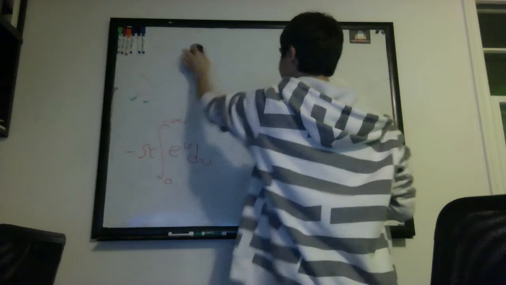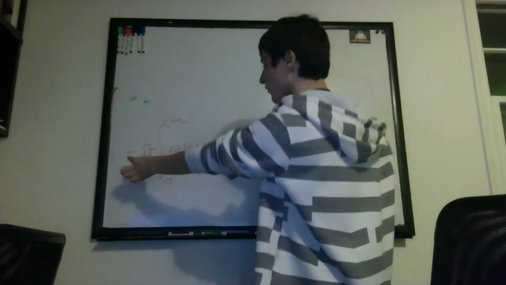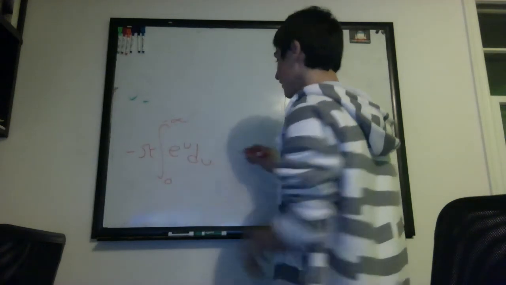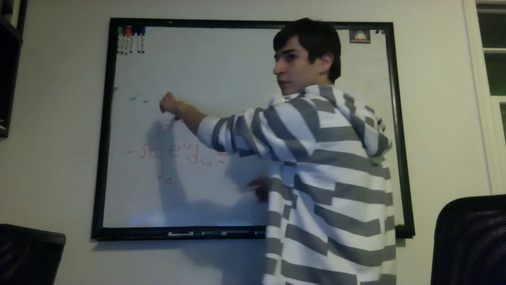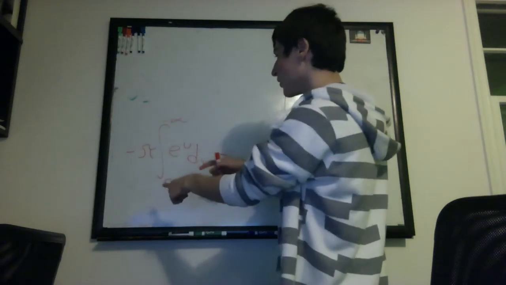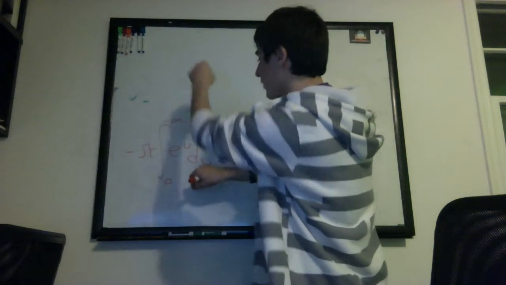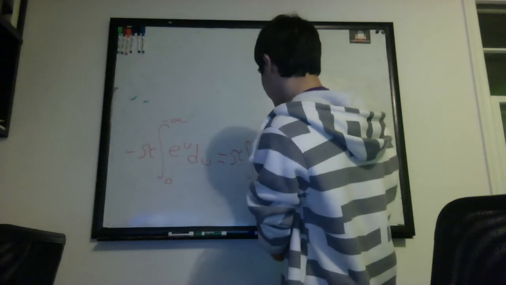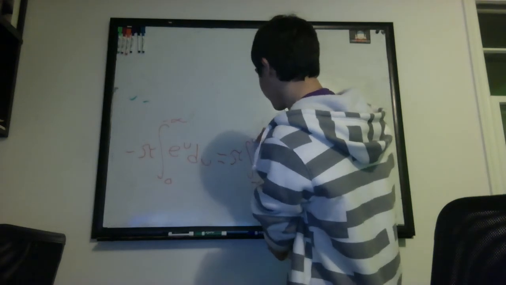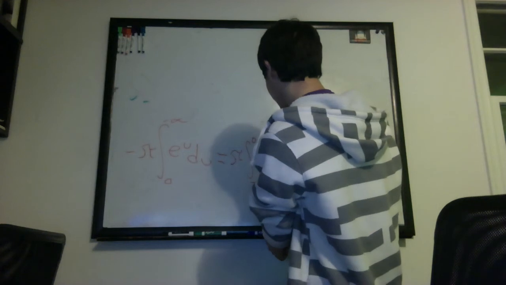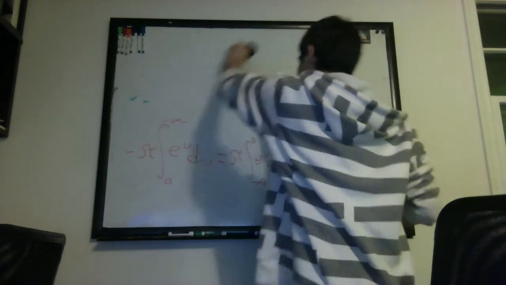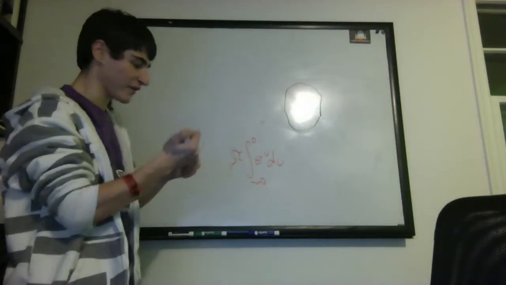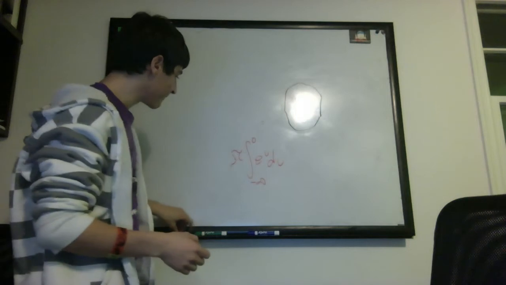So we have minus pi times the integral from 0 to minus infinity of e to the u du, which is equal to, well, if we want it to be a normal integral, we want the lower bound to be lower. So if we swap that, we have to make it negative. So it's really just pi times the integral from minus infinity to 0 of e to the u du. So now we're down to a very simple integral. I'll write it big because we're happy. We're pretty much at our answer now.